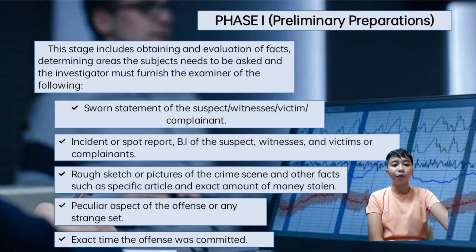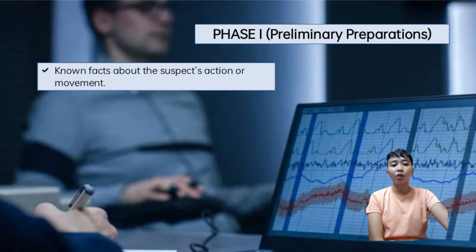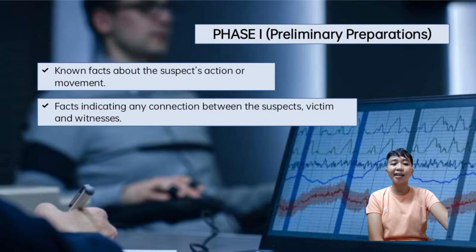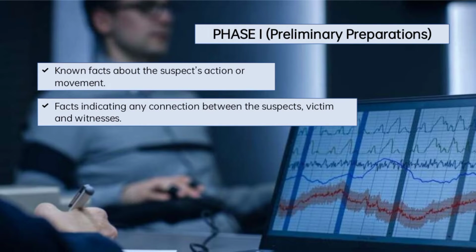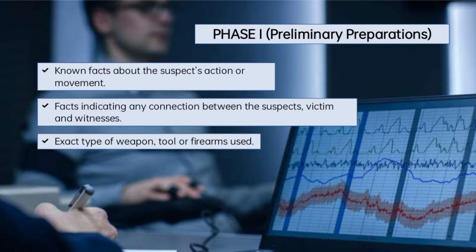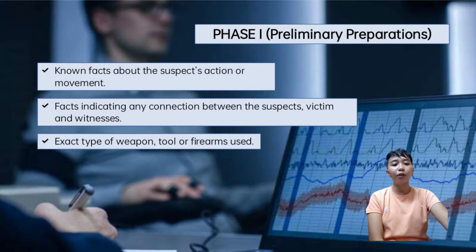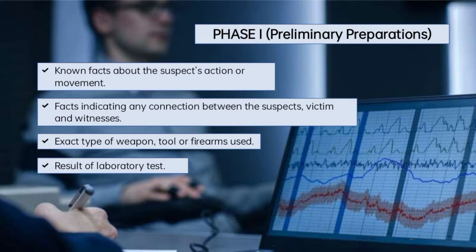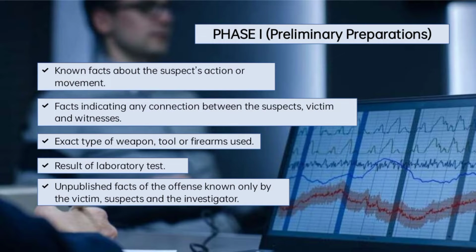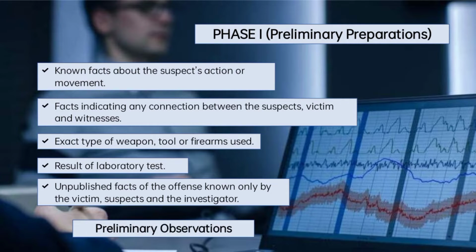Exact time the offense was committed. Known facts about the suspect's action or movement. Facts indicating any connection between the suspects, victim, and witnesses. Exact type of weapon, tool, or firearms used. Result of the laboratory test. Unpublished facts of the offense known only by the victim, suspects, and the investigator.